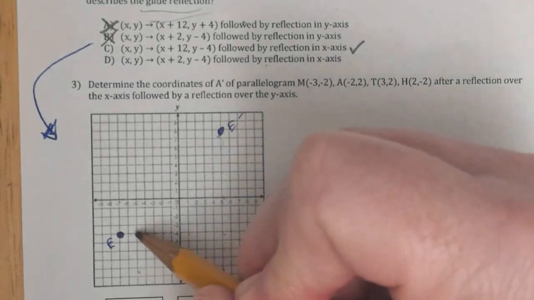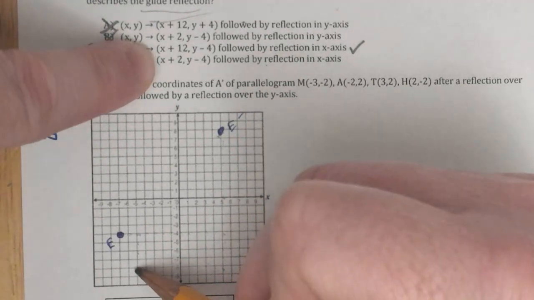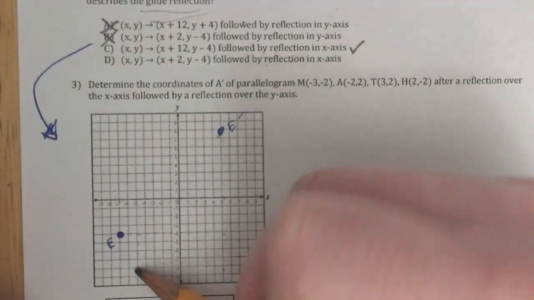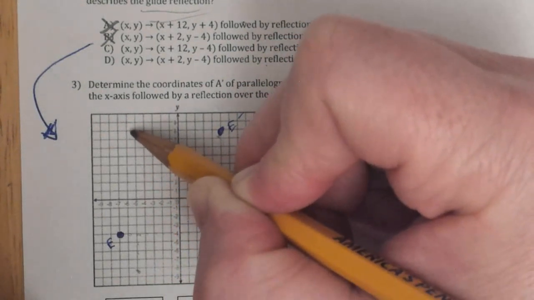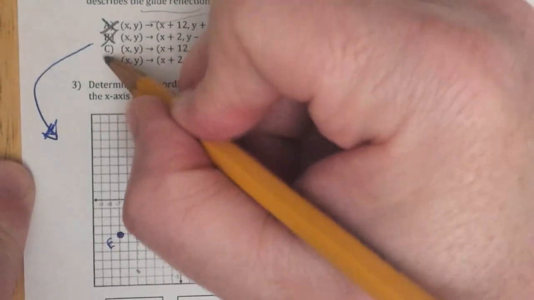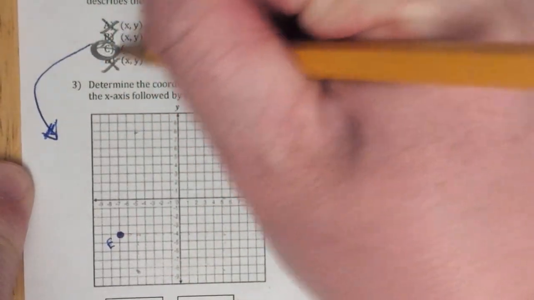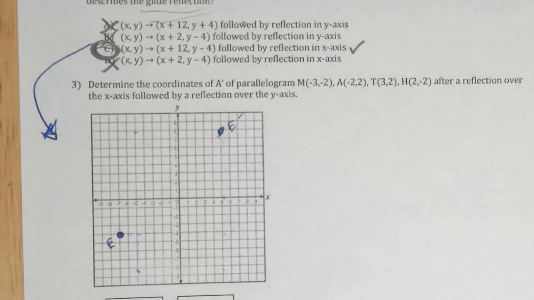Let's see. It says go 2, -4. 1, 2, 3, 4. So I'm right here, and it says reflect over the x-axis. So that is 1, 2, 3, 4, 5, 6, 7, 8, 1, 2, 3, 4, 5, 6, 7, 8. Nope. I landed here. I needed to land over here. So that one doesn't work either. So the answer was C. So all I had to do was keep trying stuff until it worked.